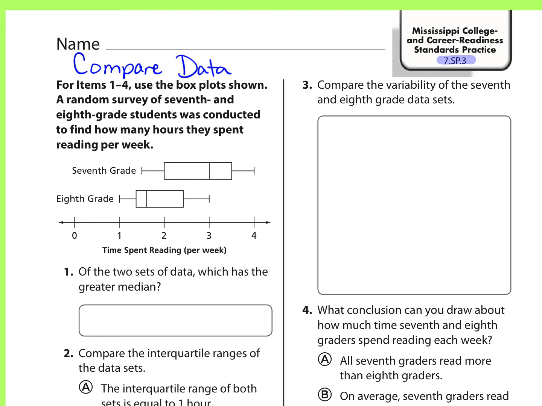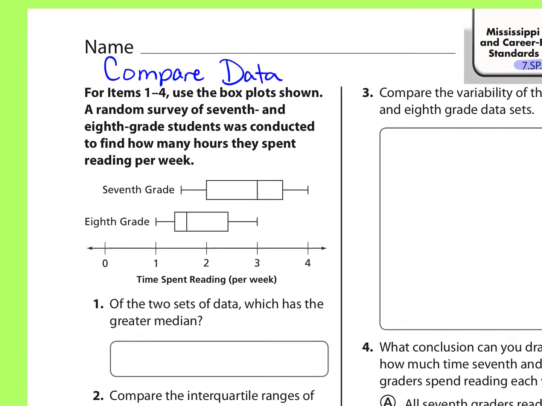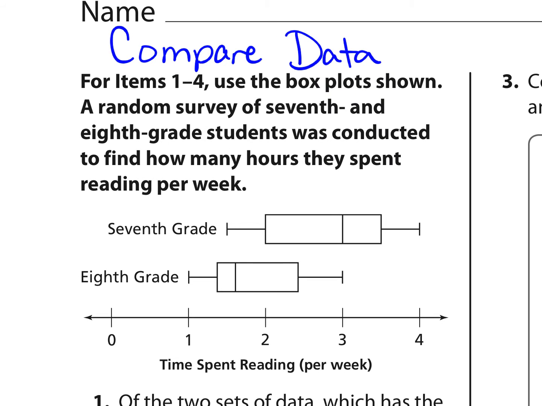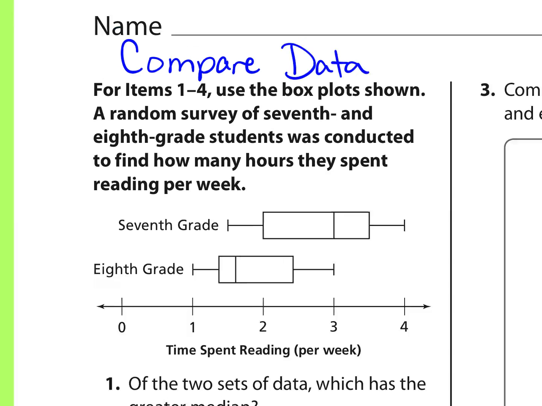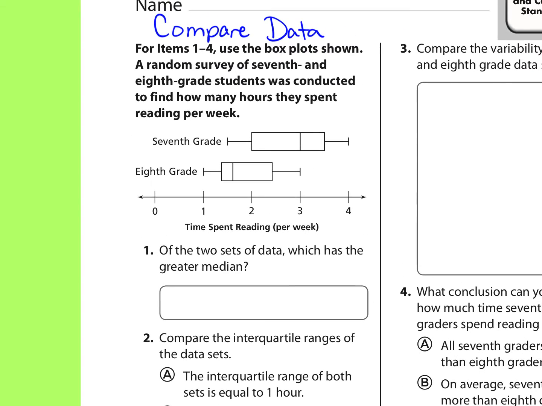Standard 7.SP.4. This is about comparing data. It says for items 1 through 4, use the box plots shown. We also call these box and whisker plots. A random survey of 7th and 8th grade students was conducted to find how many hours they spent reading per week. So number 1, of the two sets of data, which has the greater median? Okay, so the median would be the middle line, and we see that 7th grade has a greater median.